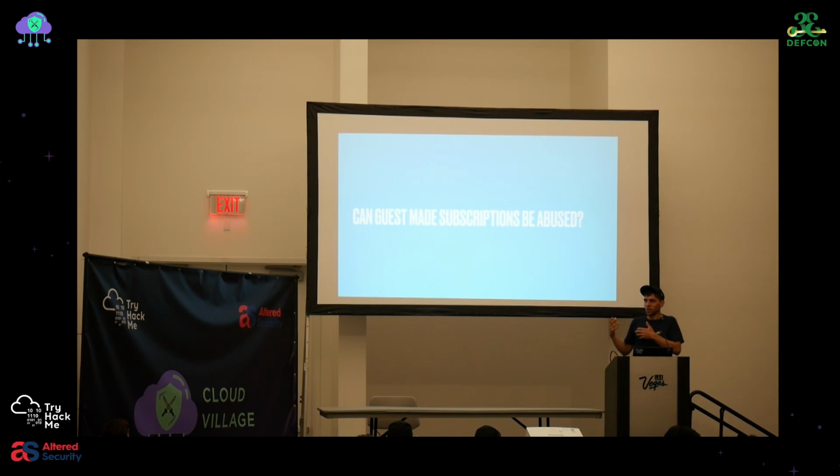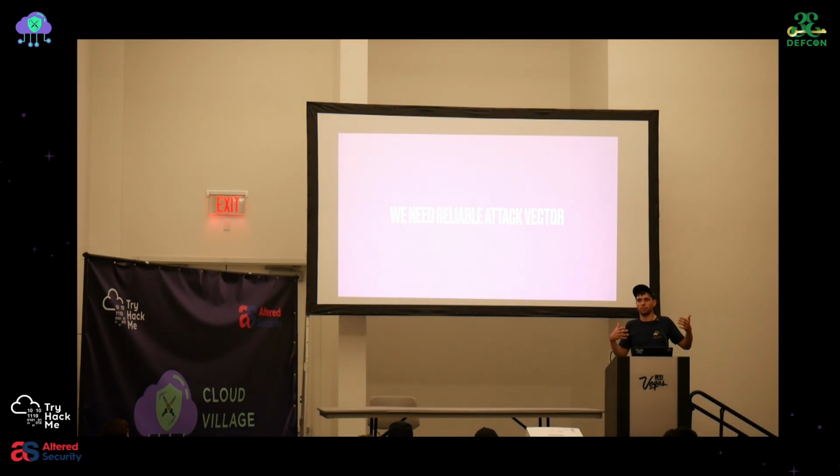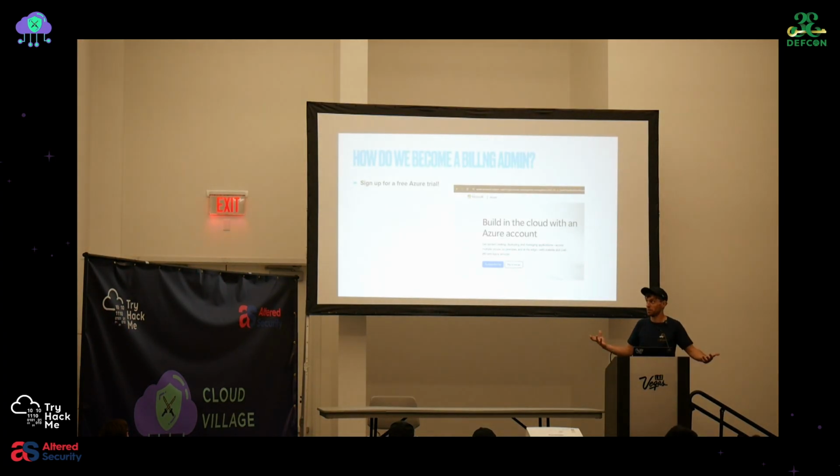So we have some problems to fix. The first thing is that we need a reliable attack vector. We've got this cool idea that if you're a billing admin in your home tenant and then you're invited into the resource tenant, you can maybe start to abuse this, but that's not very great for a reliable attack. So we need a reliable way to get one of these billing admins into resource tenants. So step one, let's become a billing admin.